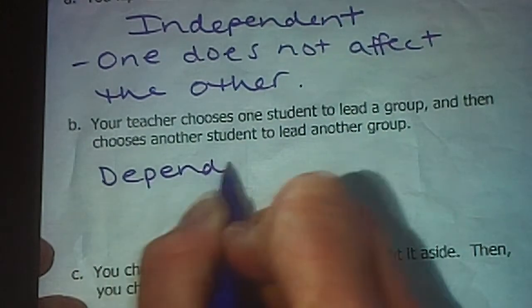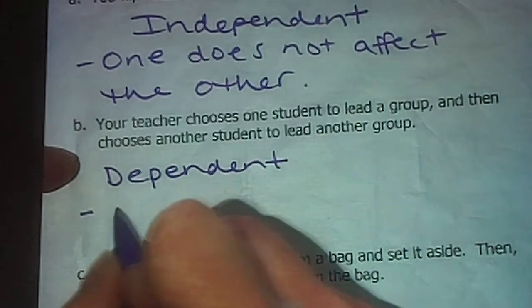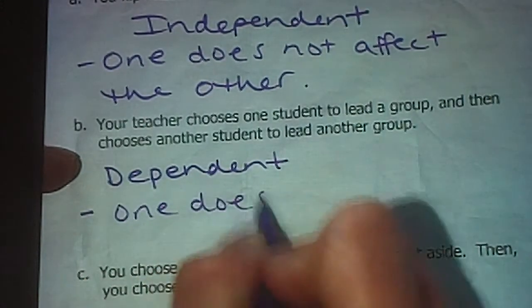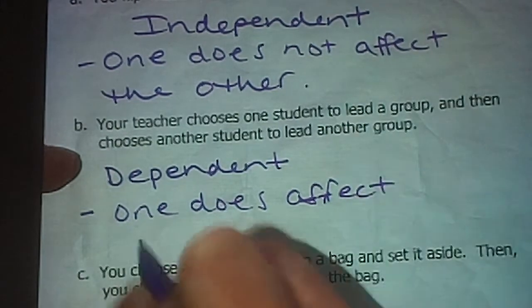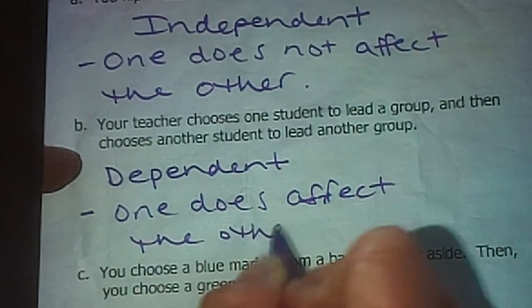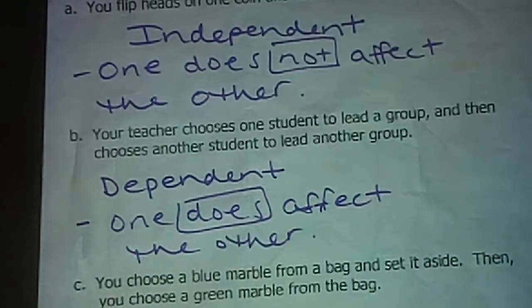So dependent. And we're going to say one does affect the other. Oops. I'm going to try to say that. So maybe over here you box the not and box the just does.